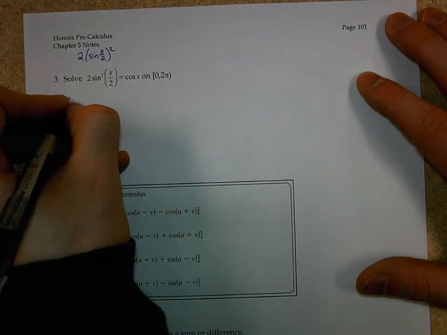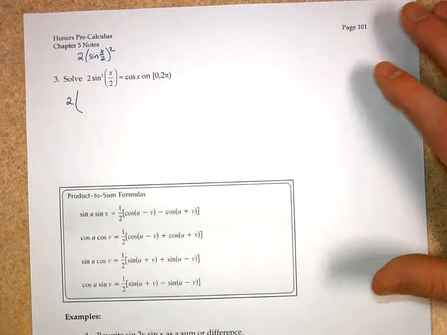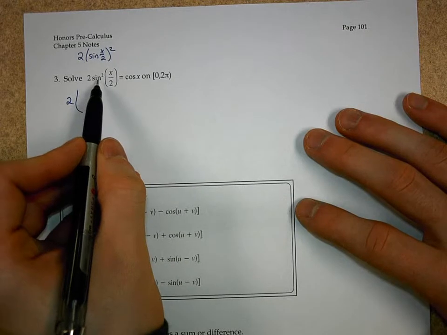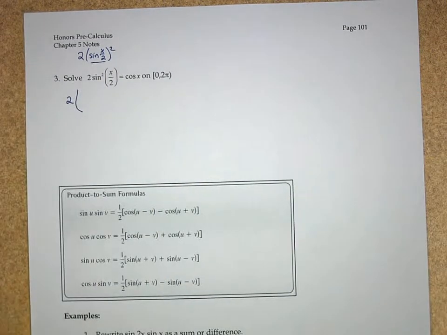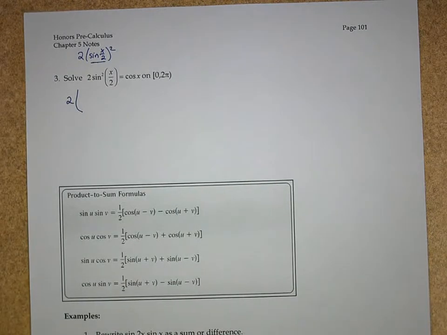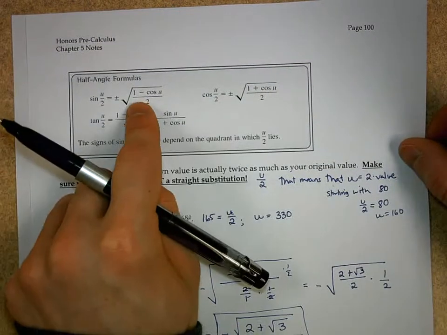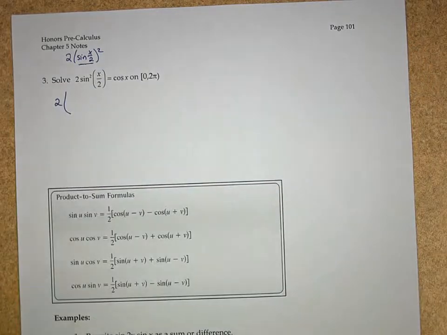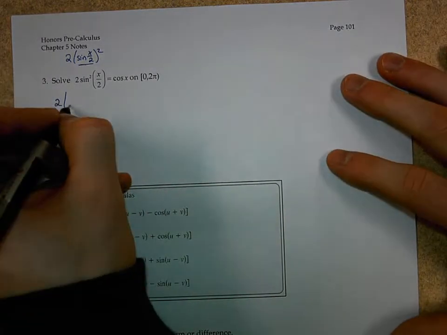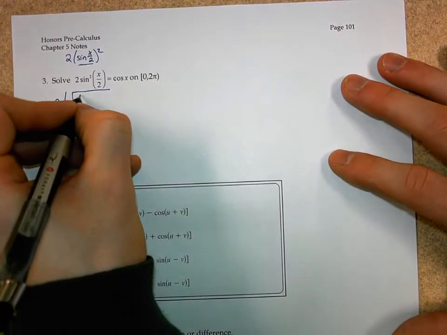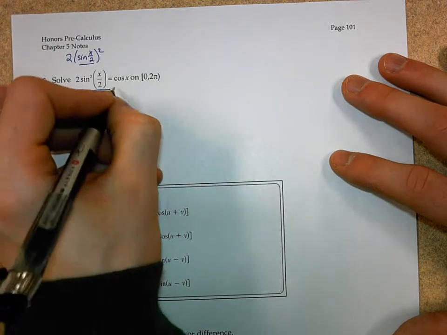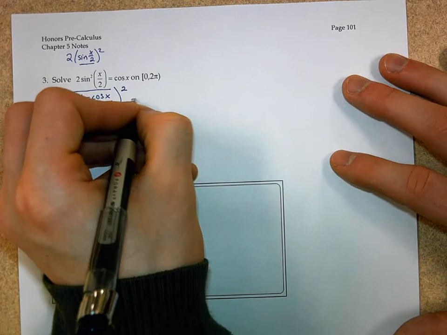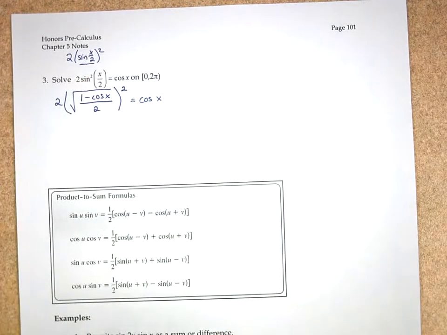So let's plug in what I know. 2, and then inside my parentheses I want to rewrite this sine of x over 2. So it's actually this piece I'm looking at. That's sine of x over 2. And sine of x over 2, if I look at it from this page, was the square root of 1 minus the cosine of u over 2. But since I'm in x's, I'm going to write it as 1 minus the cosine of x over 2, quantity squared, is equal to the cosine of x.